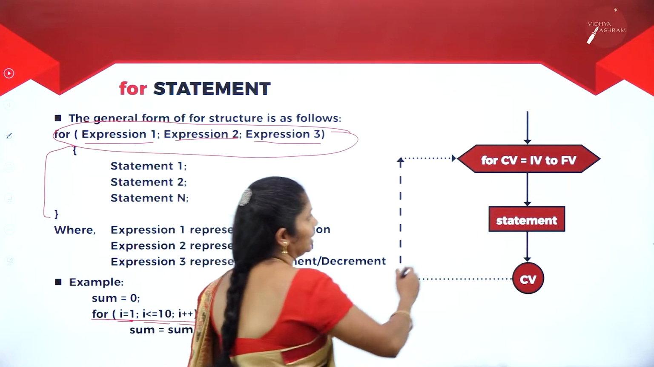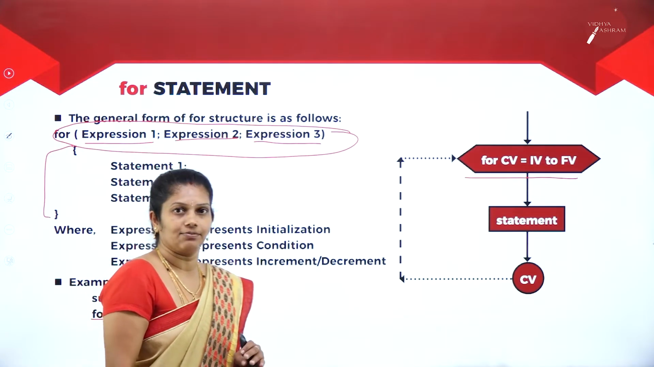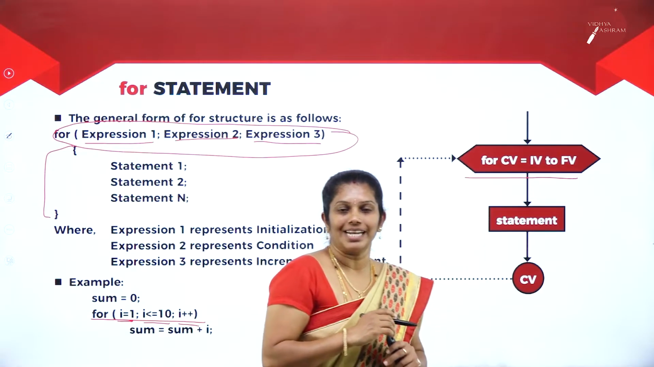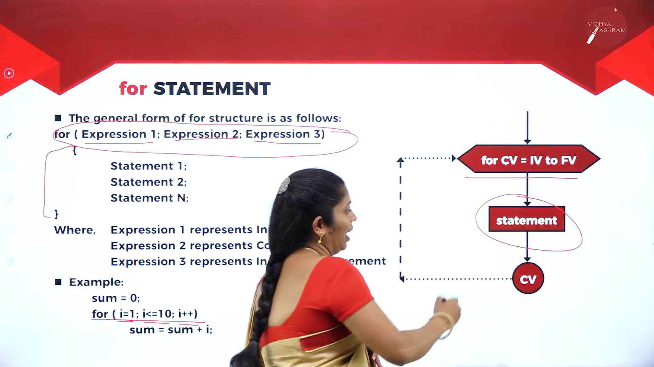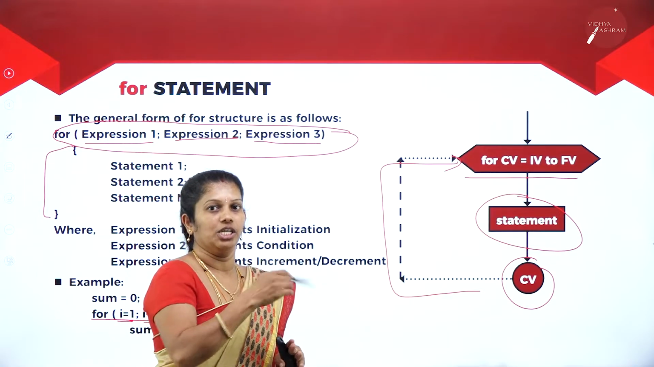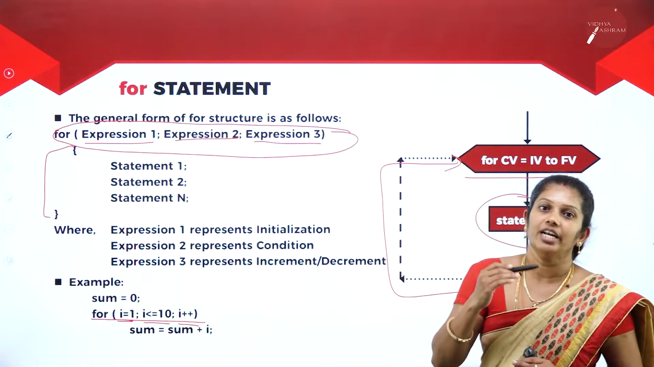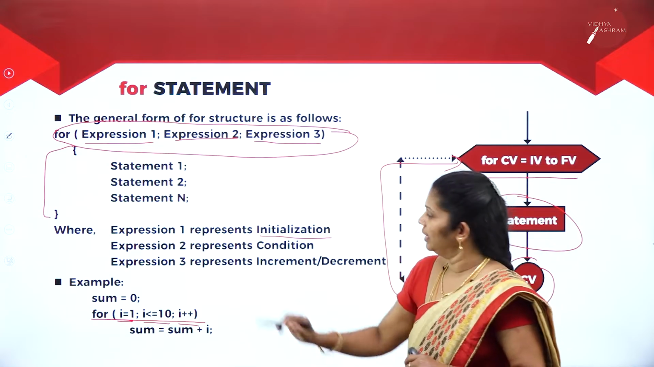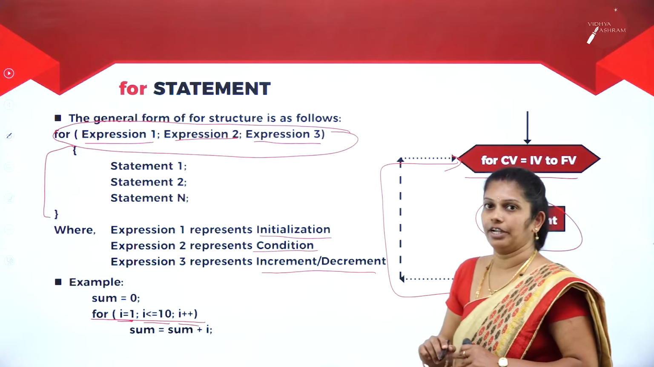If you observe the flow chart here, for CV equals IV to FV, where CV stands for control variable, IV stands for initial value, and FV stands for final value. First, it will check the initial value, then it will execute the statement and update the control variable. Once again, it will go back to check the condition, and it will execute the statement as long as the condition is satisfied. Here, expression 1 indicates the initialization, expression 2 indicates the condition, and expression 3 indicates whether it's incrementing or decrementing.